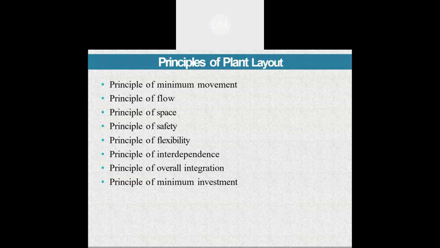Okay. Then principle of interdependence. So they should be located in close proximity to each other, connected with each other. Then overall integration. So all the plant facility services should be fully integrated into a single operating unit. So this is one way to the automation of the plant and minimum investment. So layout should yield saving in fixed capital investment through optimum utilization of available facilities.